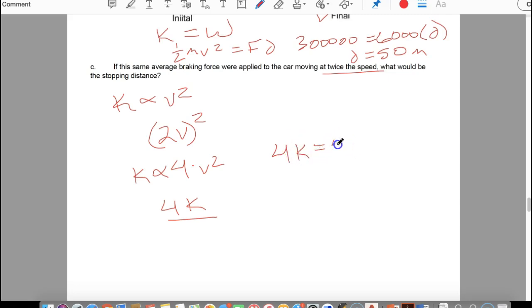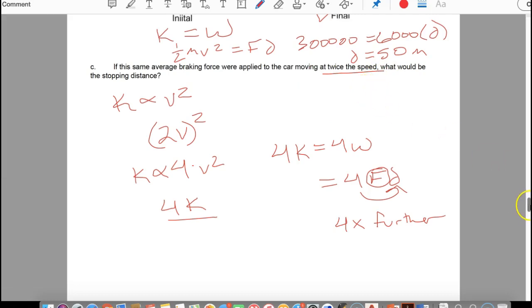Because I have 4 times the kinetic energy, that will give me 4 times the work. And I know that work is force times distance, so 4 times the work is 4 times the force times the distance. And if the same average braking force, so we're going to keep the braking force the same, that means the only thing I can multiply by 4 is the distance. So the distance will be 4 times further. And that's why you have to be really careful when you're driving, because the faster you go, it takes you 4 times further every time you double your speed.